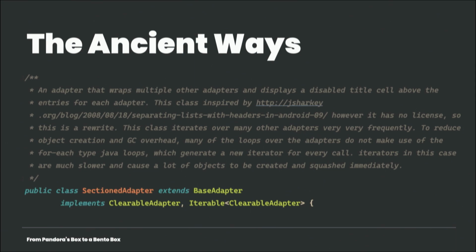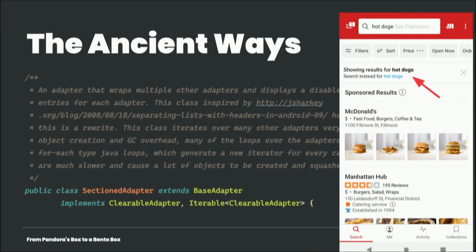And so the way that the section adapter works is that it will wrap many other list adapters and use those nested list adapters to show views in a list. And so say you wanted to show something like an alternative search alert. So here I tried searching for hot Doge, and instead I probably wanted to search for hot dogs. And so we have this one view at the top.